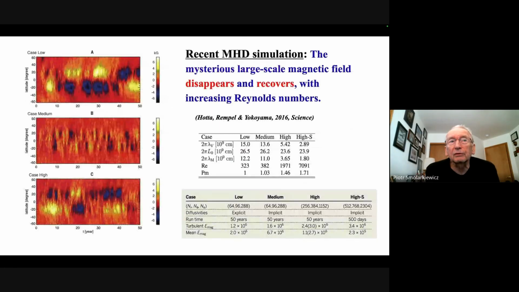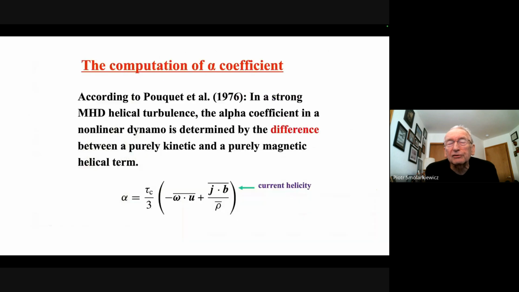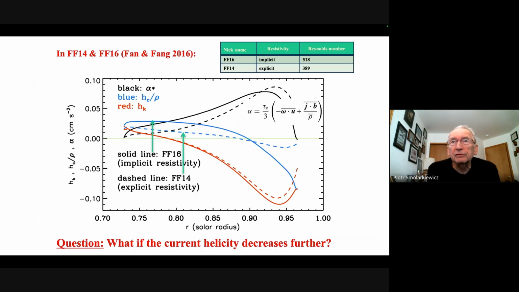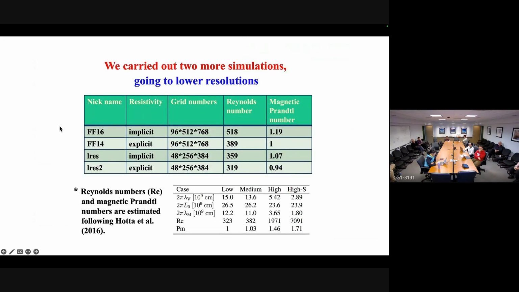So wait a minute. Numerical viscosity is termed implicit? Yes, kind of implicit. Explicit means you impose the resistivity explicitly. In that case we put in an explicit uniform viscosity and the magnetic diffusion, both. And then with the later simulation, we do that.